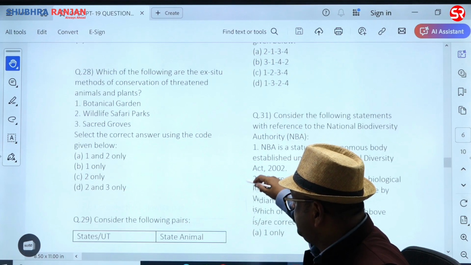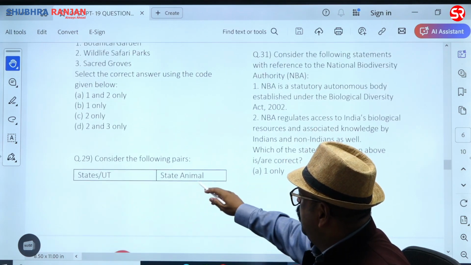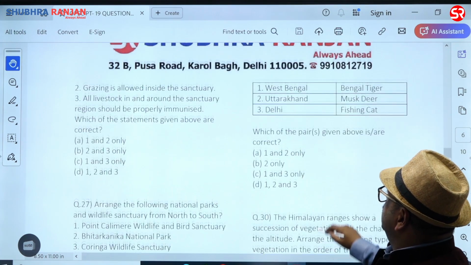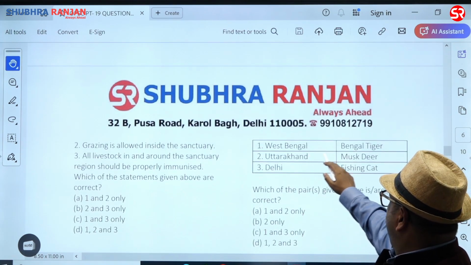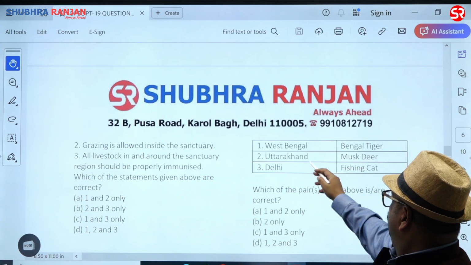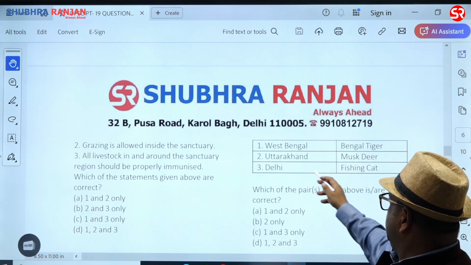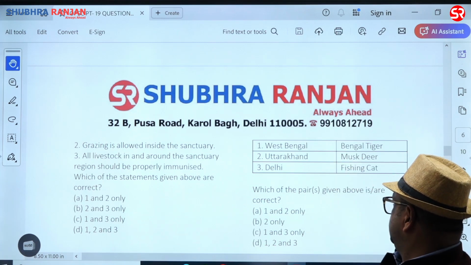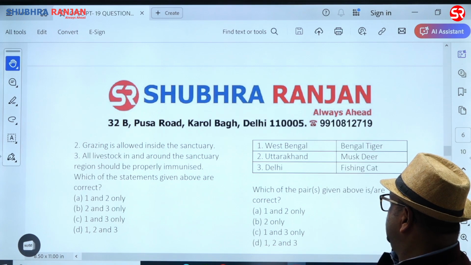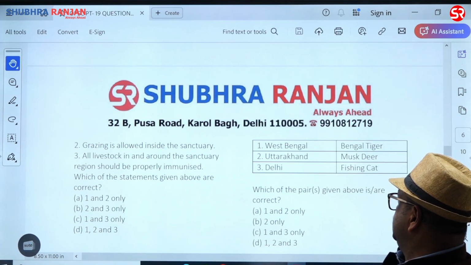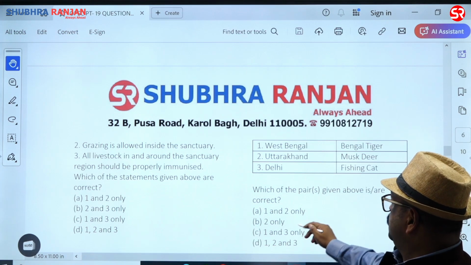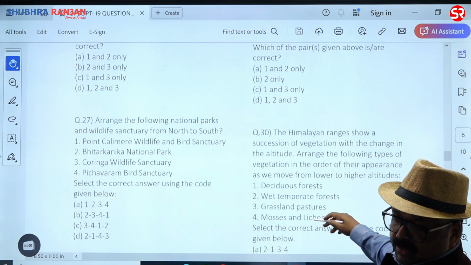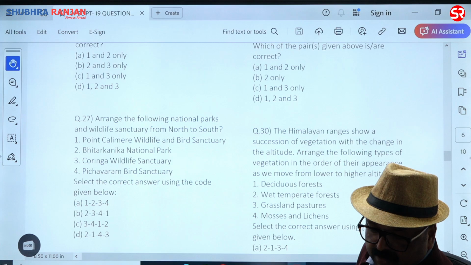28. Okay, state और state animal, state union territory और state animal देखना है बच्चे. West Bengal, बंगाल टाइगर नहीं भाई. उत्तराखंड मस्क डियर सही है. दिल्ली फिशिंग कैट नहीं, फिशिंग कैट इज द स्टेट एनिमल ऑफ वेस्ट बंगाल. So Delhi is wrong, West Bengal is wrong, Uttarakhand is right. So only 2 is right. So answer is B only. Question number 29, B only.